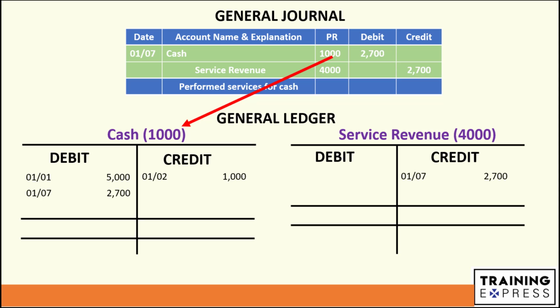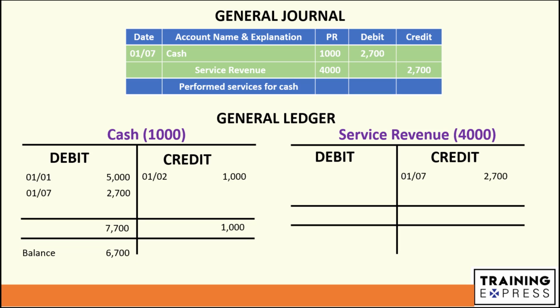You can see cash posting reference is 1000 and posting reference for service revenue is 4000. Now this is the time to balance each of these ledger accounts. So let's look at the cash. Total on the debit side is $7,700 and total on the credit side is $1,000. The difference between the debit and credit side is an ending balance of $6,700.